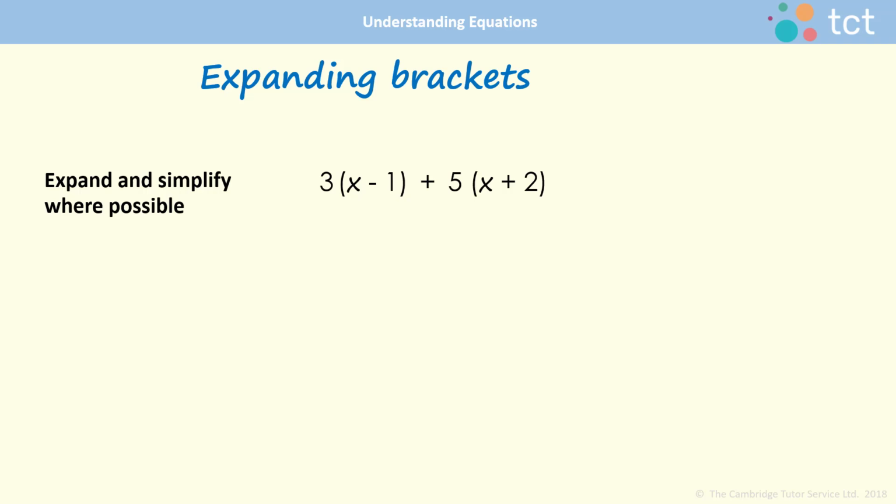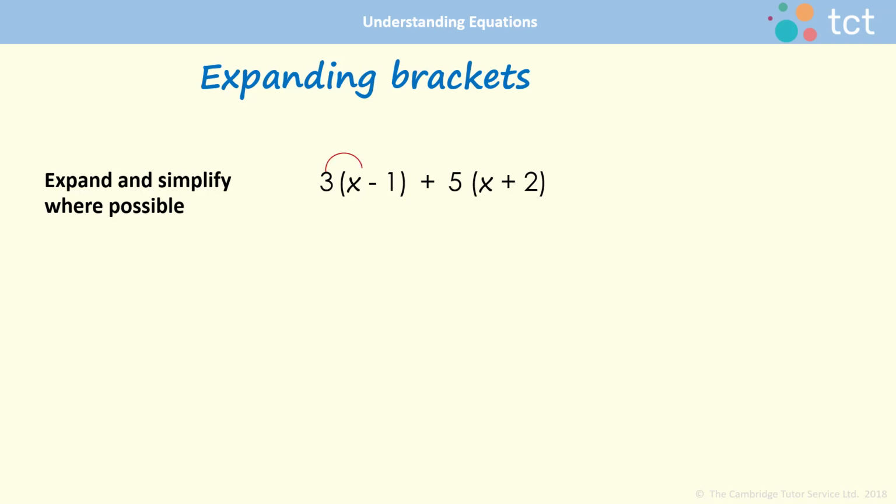Here we're looking at expanding brackets, and you'll need this to answer the question at the end of this. We have 3 times by x minus 1, add 5 times by x plus 2. We have to multiply whatever is outside each bracket to what is inside.